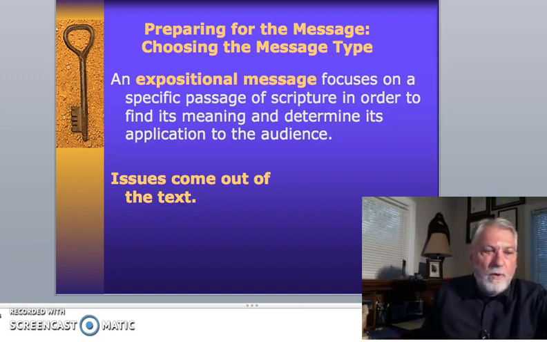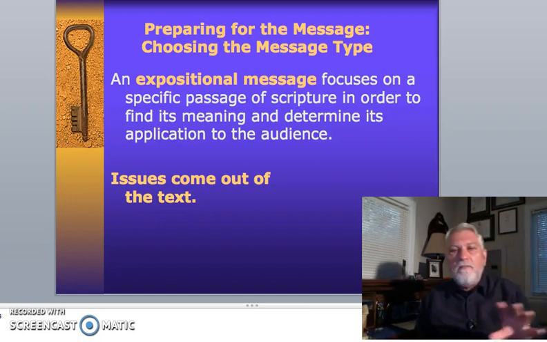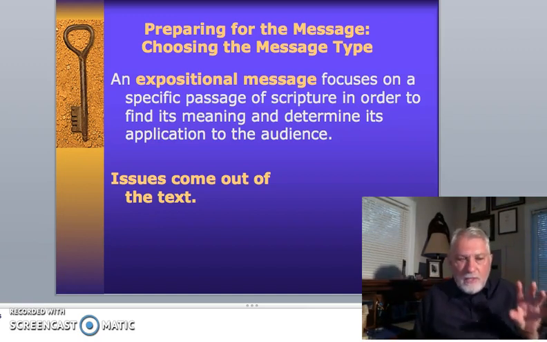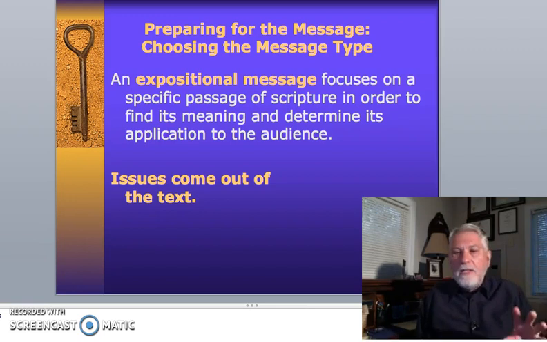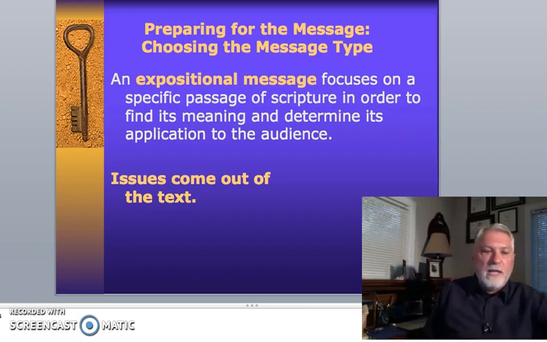So remember that for an expositional message, you should mainly confine yourself to the single passage and how it applies to your audience. We're going to discuss the other option, the topical message, in the next lecture.